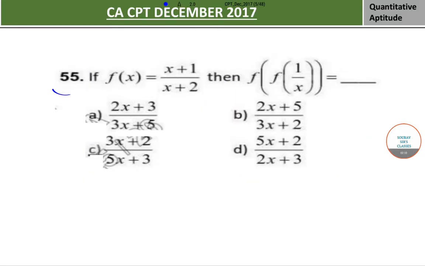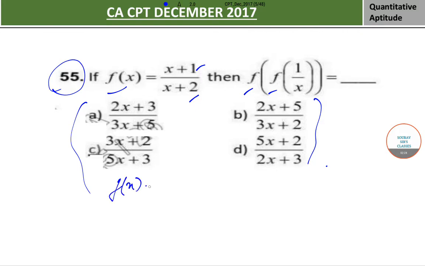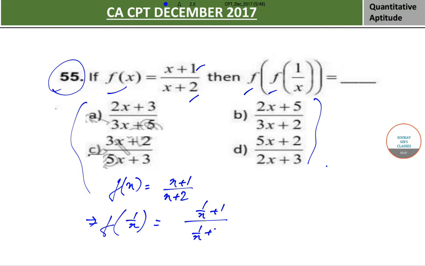The next question, question number 55, says that if f of x is equal to x plus 1 upon x plus 2, then f of 1 by x is equal to, and these are the options that have been given. So we have been given that f of x is x plus 1 by x plus 2. So if we find f of 1 by x, this will be equal to 1 by x plus 1 upon 1 by x plus 2. So this will again come down to x plus 1 by x plus 2.